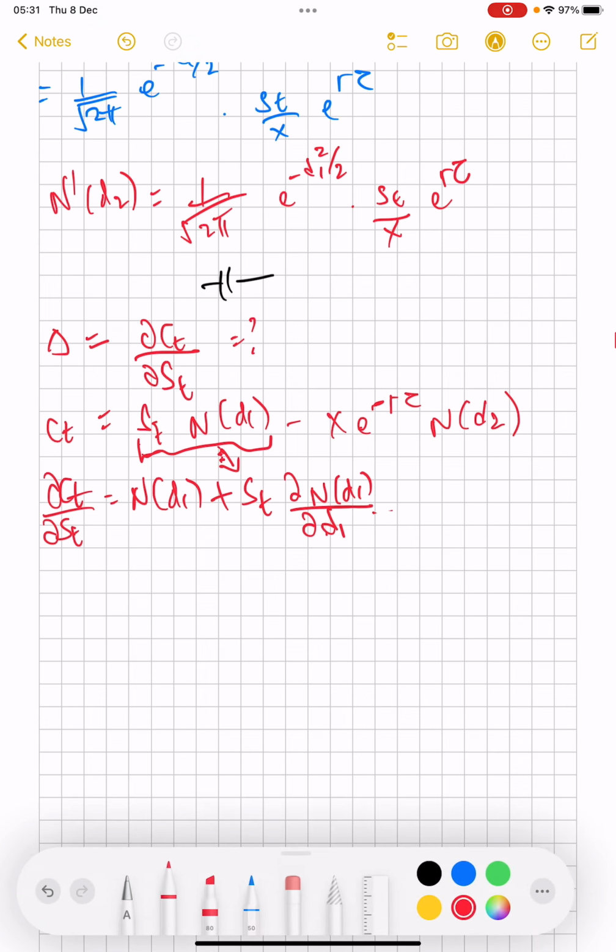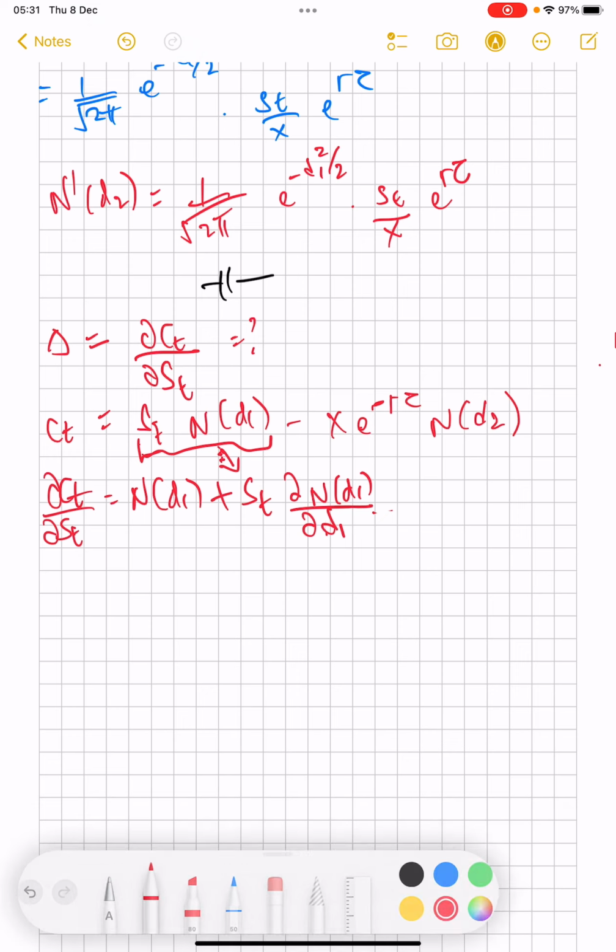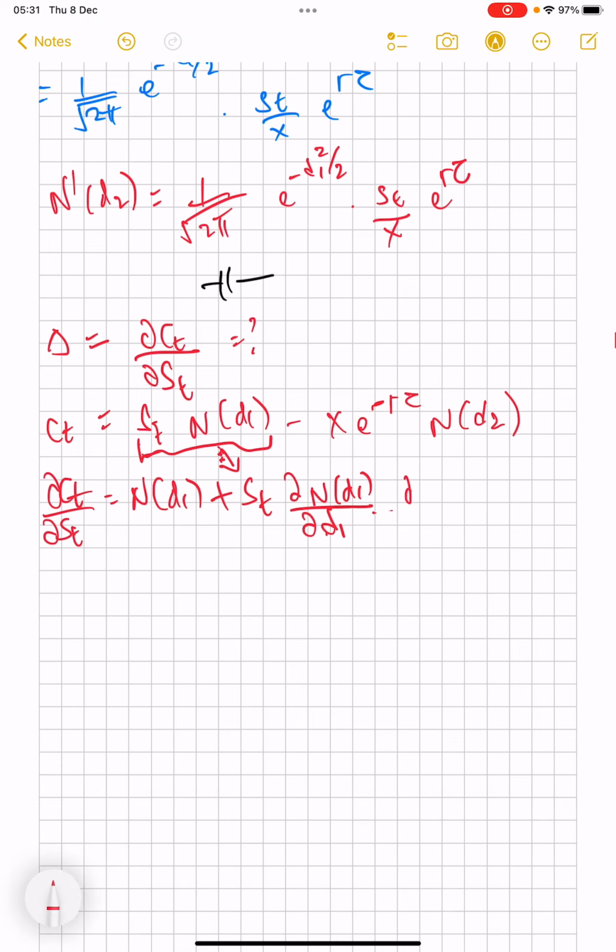We missed something here. Plus St, I derive d1. First, I'm going to derive N(d1) with respect to d1. And then, since I have to derive it with respect to St.